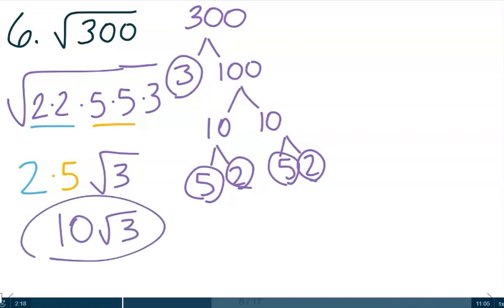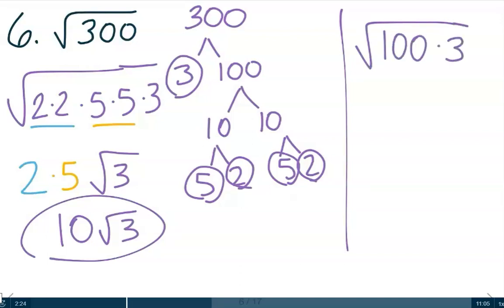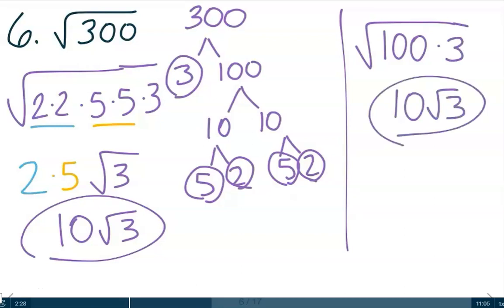Some people may have thought of 100 times 3 and realized 100 is a perfect square, and so you can get there a little bit quicker if you realize that. Square root of 100 is 10, so 10 square root 3 is your answer. So same answer, either method.